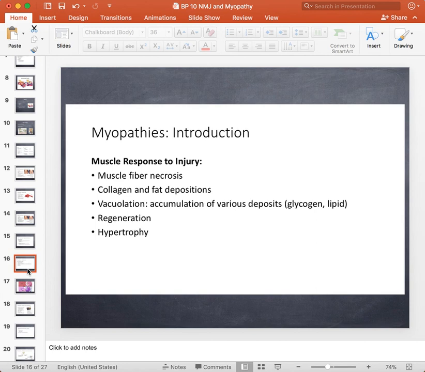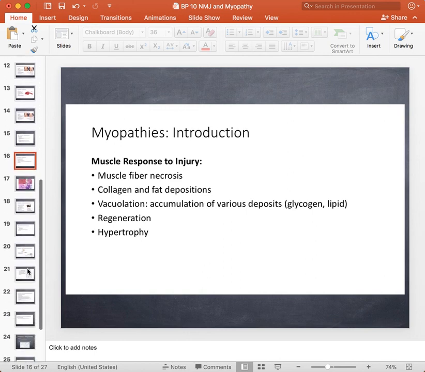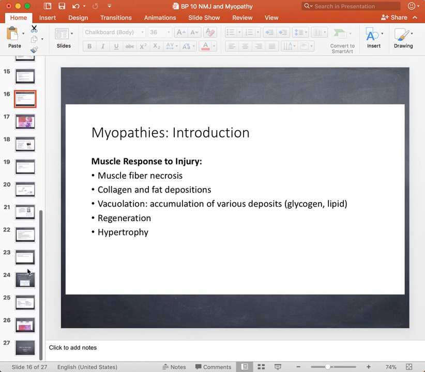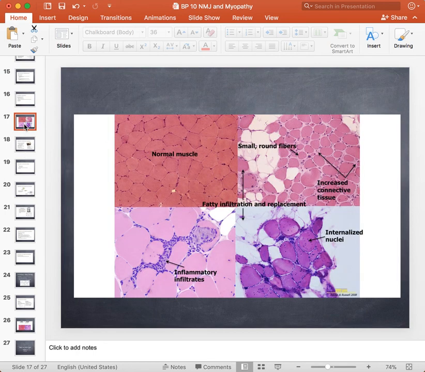Muscle responses to injury are also fairly simple, maybe a little more complicated than the nerve. You're going to get muscle fiber necrosis, collagen and fat deposition, vacuolation, which is accumulation of various deposits like glycogen and lipids, ultimately regeneration, hopefully, and sometimes hypertrophy. And here are just a few slides of that muscle pathology.